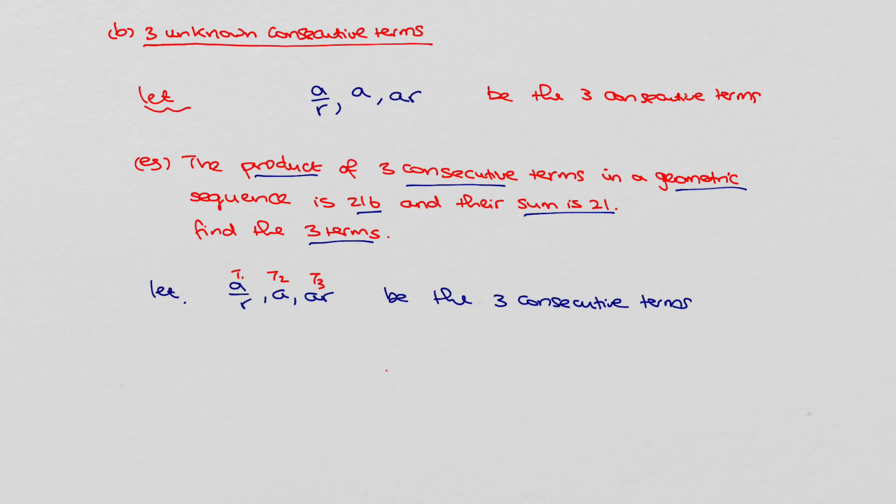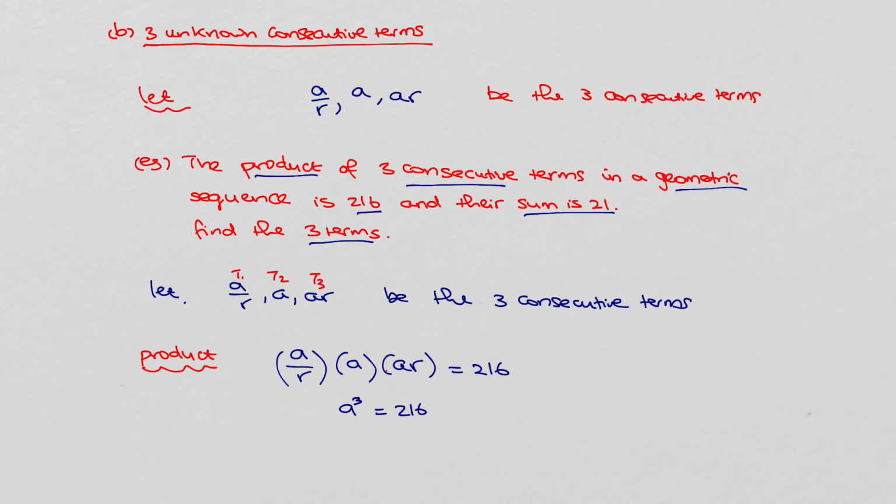So if we were to get the product of the three terms, well, the product means if I multiply them, I'm going to get 216. So we have a over r times a times a r, and that equals 216. And you can see if I multiply a by a, I get a cubed. And of course, r over r is 1.